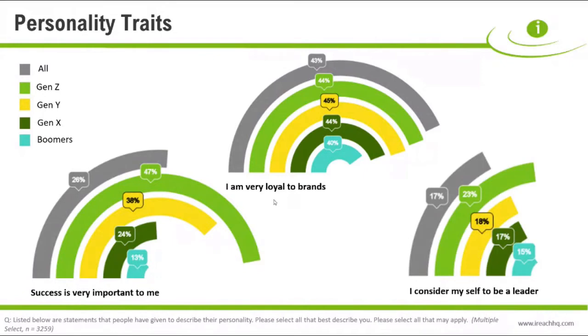And then when we ask our participants, do they consider themselves a leader, we see the strongest acceptance or agreement with that statement come from Generation Z at 23%. So while it's not a strong trait across all adults, we do see that, and the phrase we use is the Generation Z cohort over-index, or they're above average when we look at all adults on that particular trait.